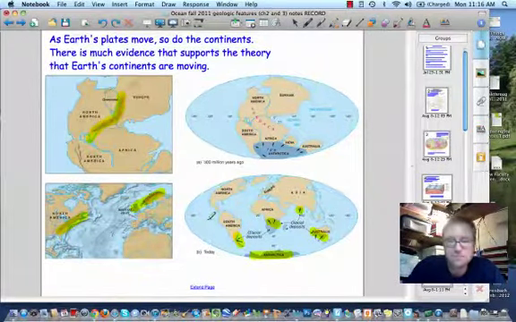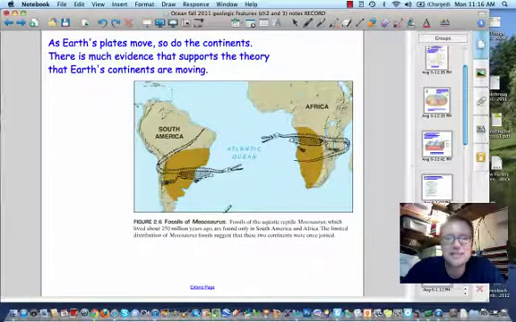The last piece of evidence to think about is the fact that we find similar fossils on continents now far apart.